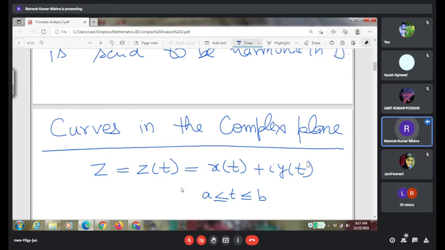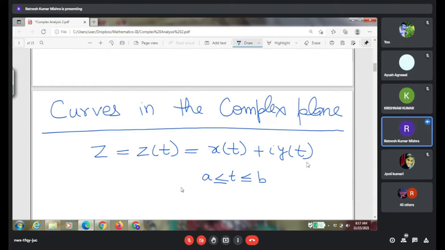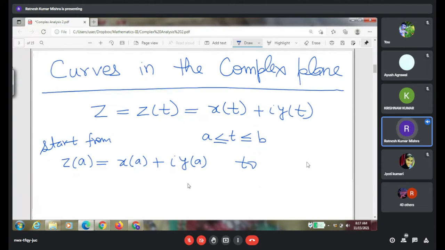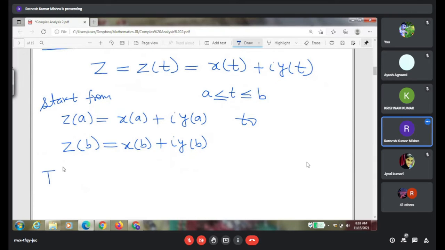Now if you start the curve at t = a, that means z(a) = x(a) + i y(a), and go to t = b, that is z(b) = x(b) + i y(b). Suppose this is z(a) and this is z(b).